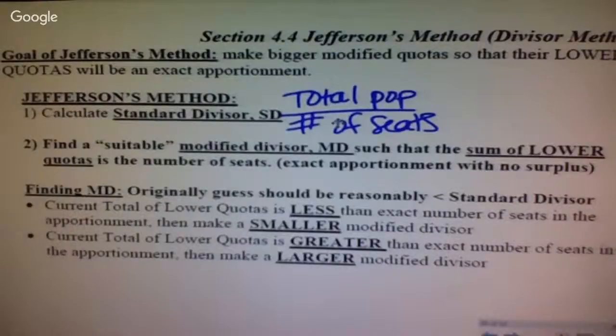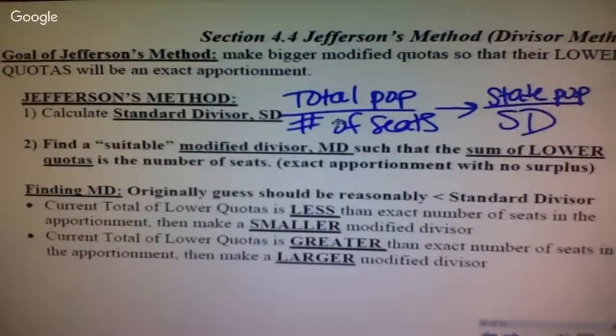I still need to go through and get everybody's standard quotas. So I then need to take the state pops and divide by that standard divisor. Jefferson still liked that lower quota. So once we get that standard divisor, we're giving everybody a lower quota. What Jefferson didn't like is he said it's not fair to give everybody an extra seat, whoever has that largest decimal. That's not fair to other states.